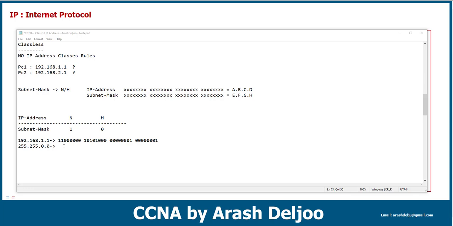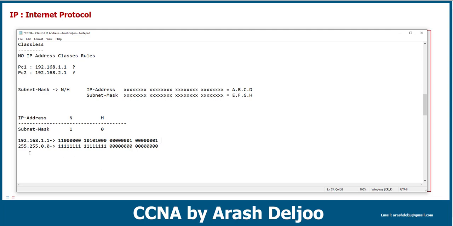After that we have the subnet mask 255.255.0.0. Let me write the subnet mask in the binary format: eight 1s, again eight 1s, and then eight 0s, and after that eight 0s. What does it mean? Look at here. As you can see, when we use 1 in the subnet mask, this means the correlating bits in the IP address are the network bits.